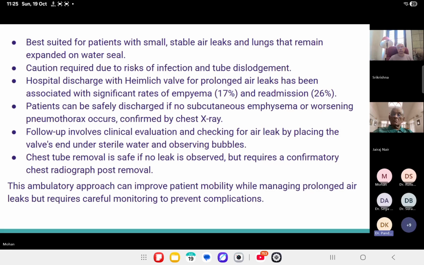Hospital discharge with Heimlich valves for prolonged air leaks has been associated with significant rates of empyema, that is 70%, and readmission, 26%. Patients can be safely discharged if no subcutaneous emphysema or worsening pneumothorax occurs, confirmed by chest X-ray after putting on the portable devices. Follow-up involves clinical evaluation and checking for air leak by placing the valve under seal and observing bubbles. Chest tube removal is safe if no air leak is observed, but requires a confirmatory chest X-ray post-removal. This ambulatory approach can improve patients' mobility while managing prolonged air leaks, but requires careful monitoring to prevent complications.